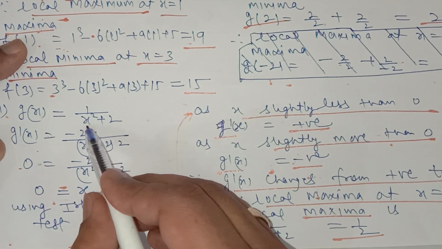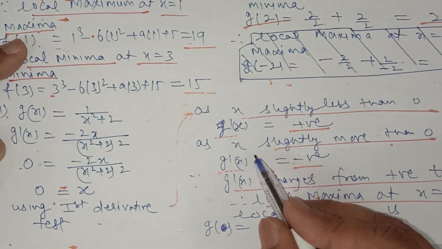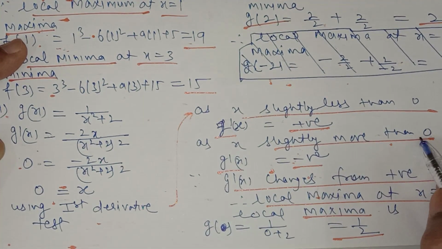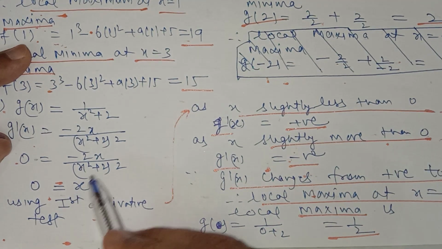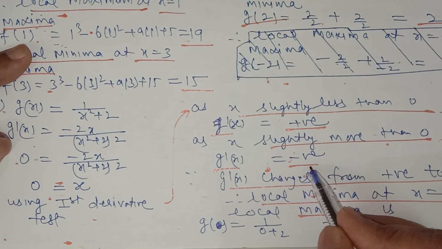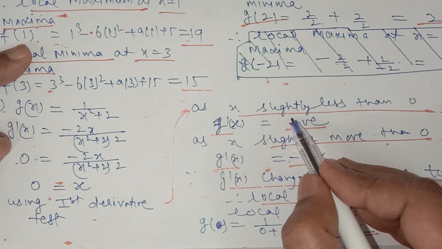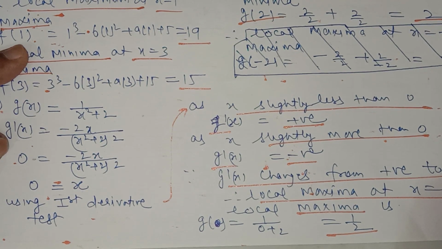Now this will be positive, this will be positive, so it comes out to be positive. Now take the value of x slightly more than 0. Then the value of the derivative comes out to be negative. This is the method to find the maxima or minima by using the first derivative test.